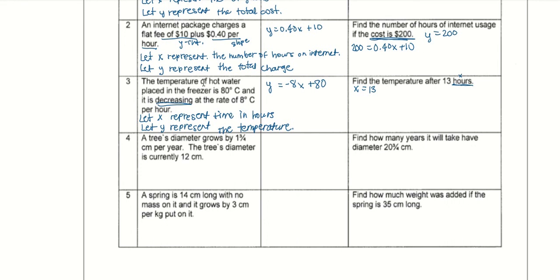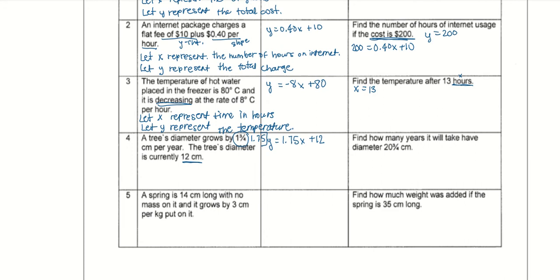For number 4, a tree's diameter grows by 1 3/4 centimeters per year. So I'm just going to change this to 1.75. And the tree's diameter is currently 12 centimeters. So we know that that is our initial value. So initial value is 12. And it's growing by 1.75 per year. So again, that's a rate. And it's going to be equal to y.